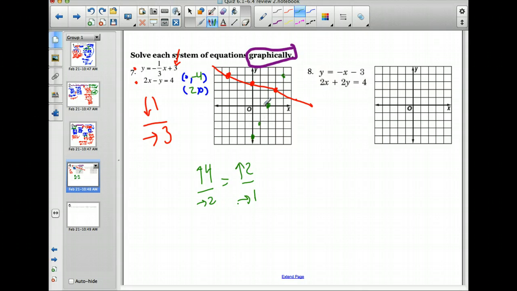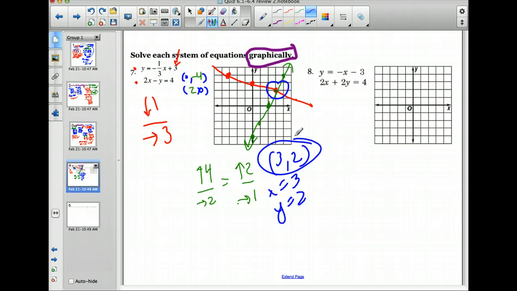So up 2 over 1, up 2 over 1, up 2 over 1, up 2 over 1. So that definitely hits right here. That's our solution, the point 3, 2. Or you can say x equals 3, y equals 2. Either one works.